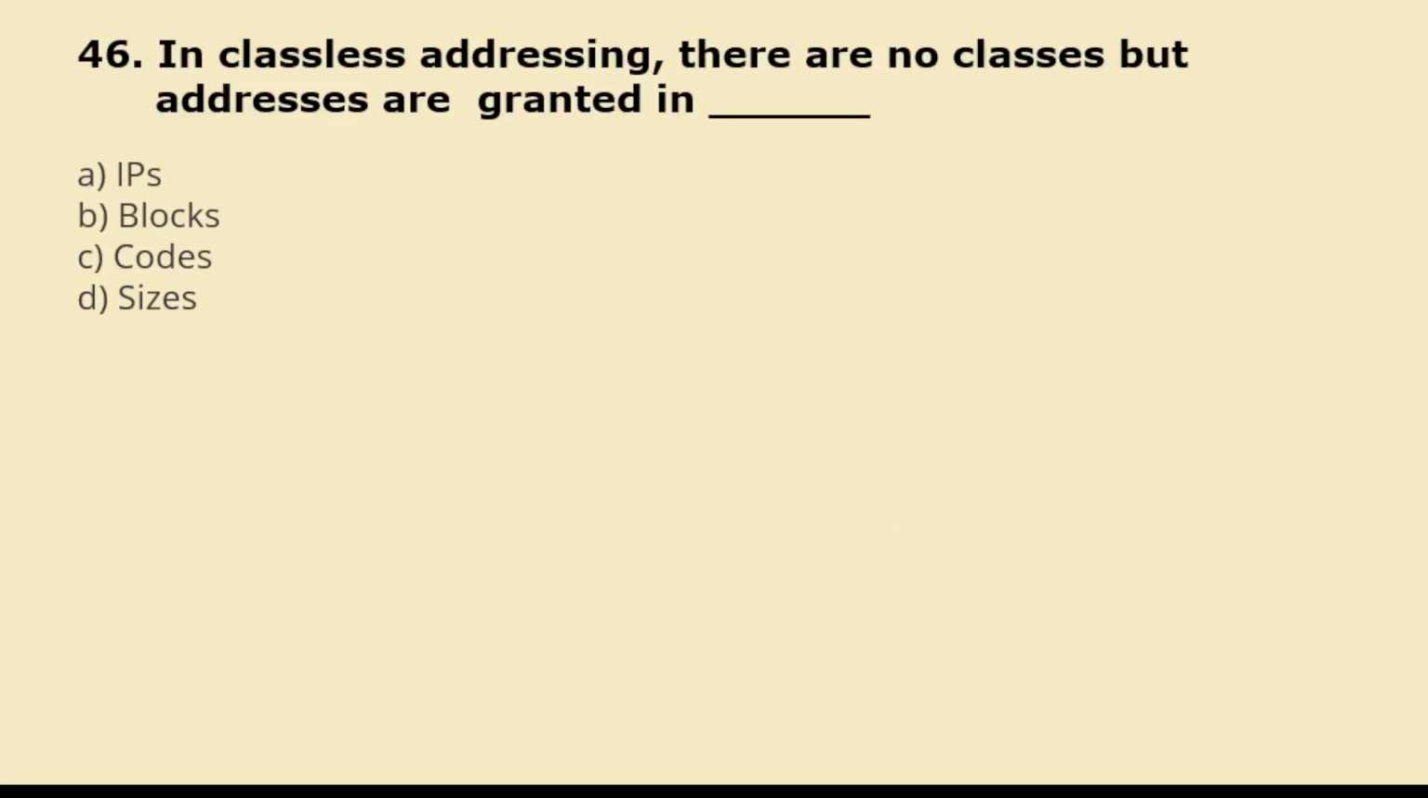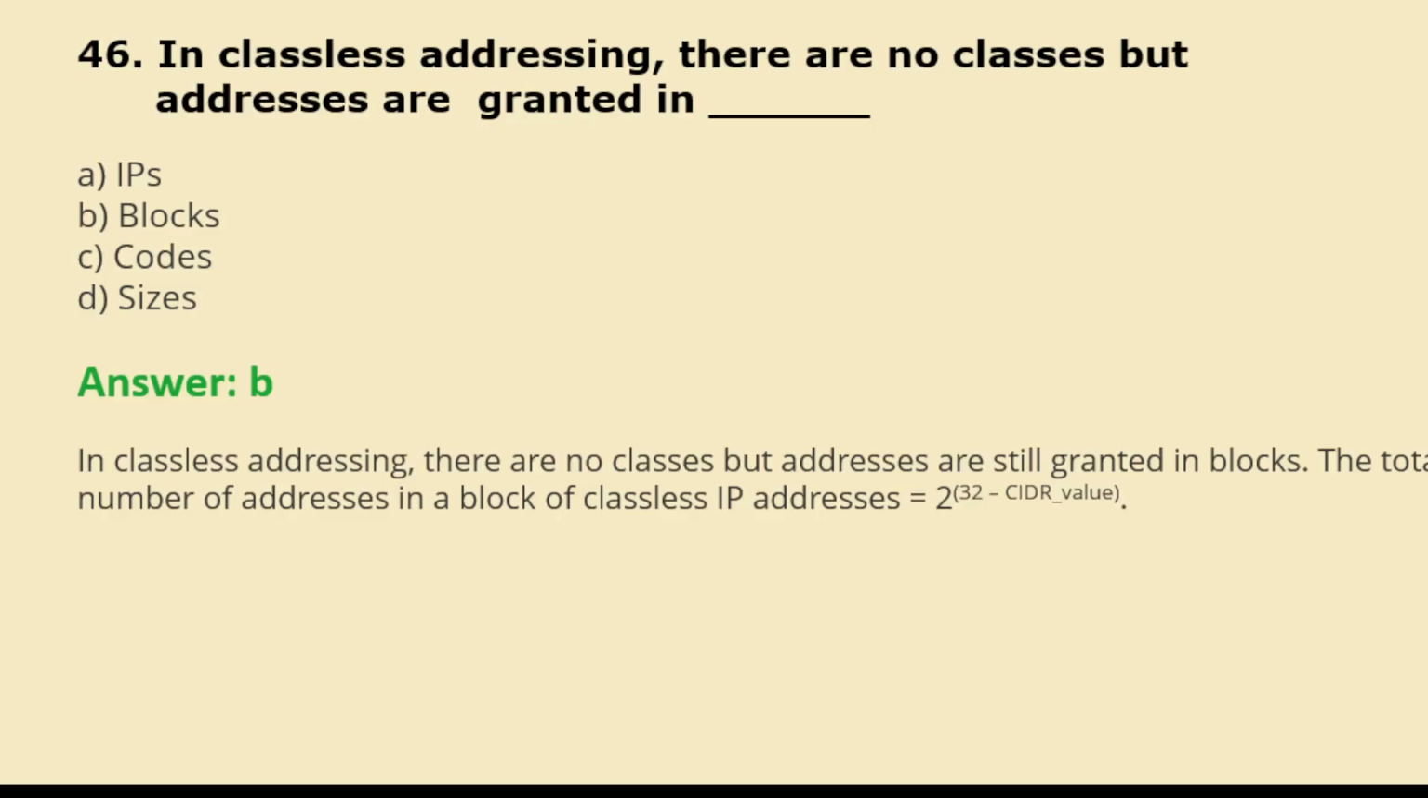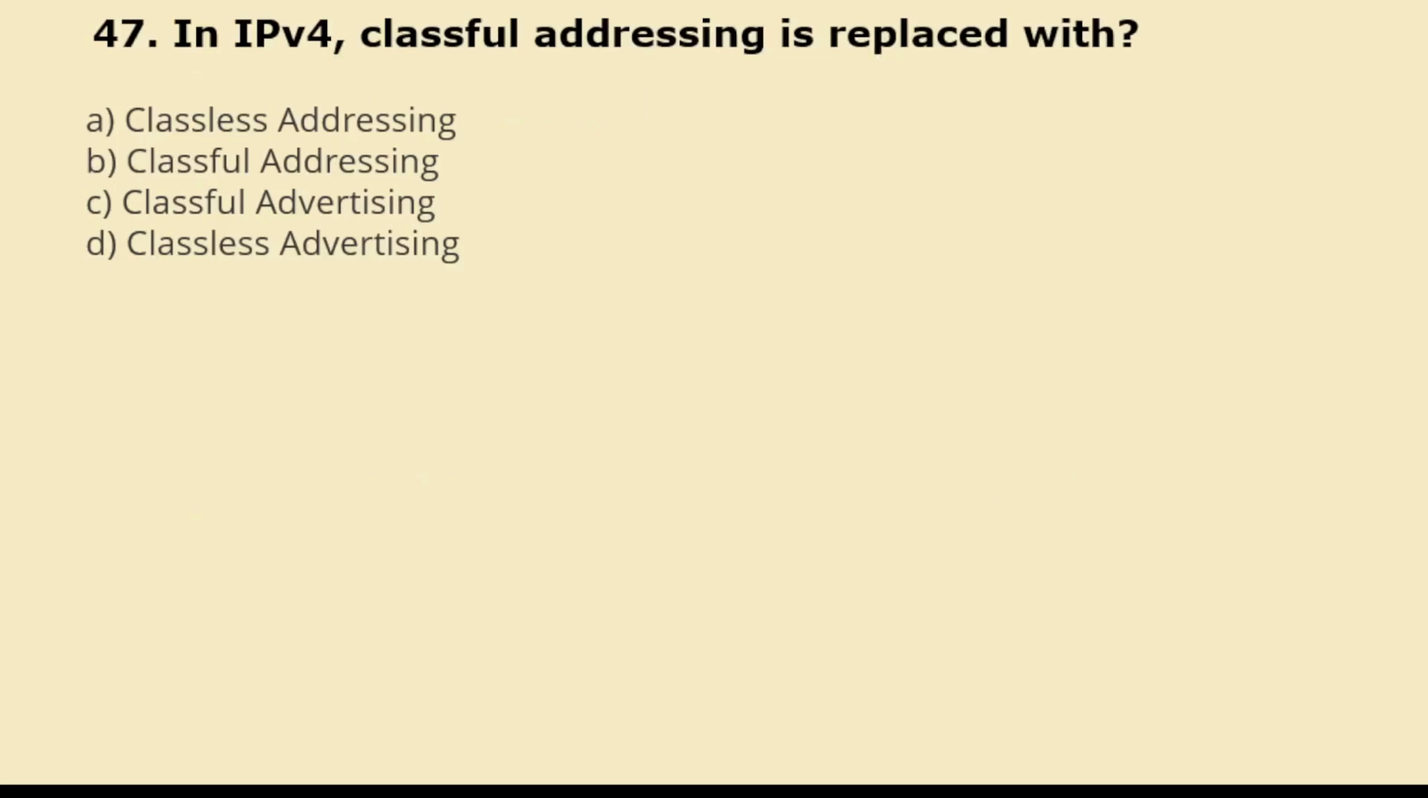Question 46. In classless addressing, there are no classes, but addresses are granted in A. IPs, B. Blocks, C. Codes, D. Sizes. Correct answer is B. Blocks. In classless addressing, there are no classes, but addresses are still granted in blocks. The total number of addresses in a block of classless IP addresses is equal to 2 raised to the power (32 minus CIDR value).